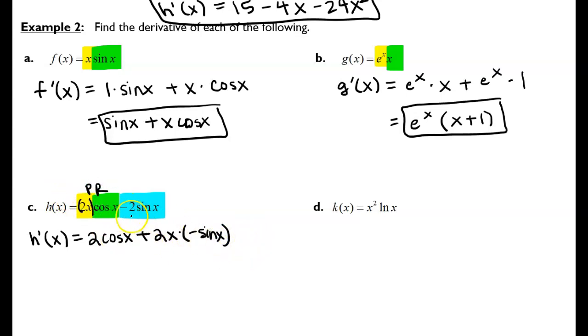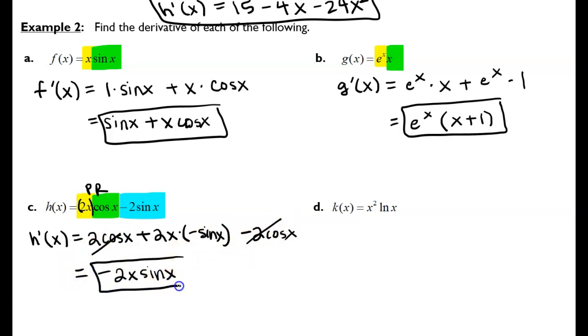Now I take the derivative of minus 2 sine x, which is minus 2 cosine x. And I will notice that my cosine x, the 2 cosine x, and the minus 2 cosine x cancel out. And so my answer is negative 2x sine x, just that middle term simplified.